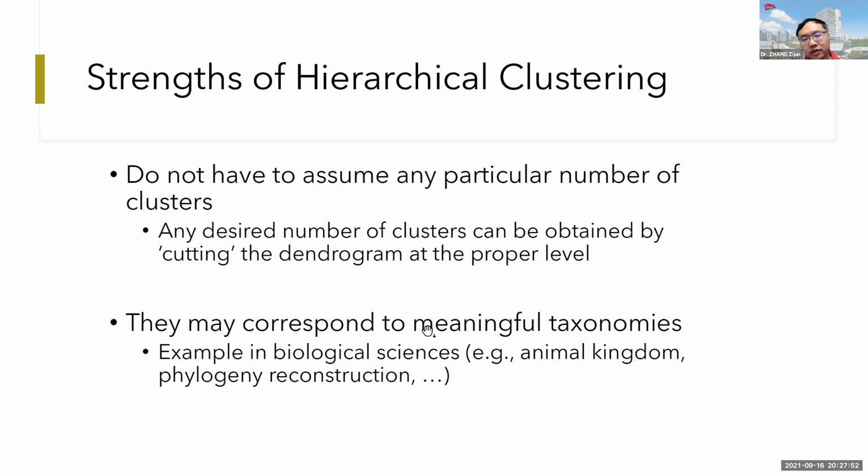And they may correspond to meaningful taxonomies. For example, in biological sciences, for the animal kingdom, we want to build a kind of topological knowledge graph, and for phylogenetic reconstruction.